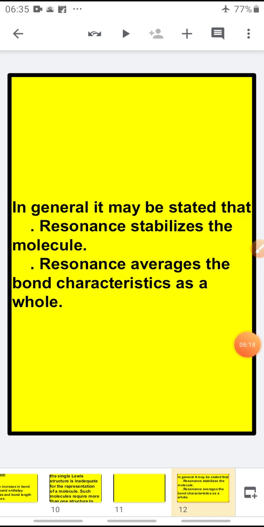Children, in general, you can say that resonance stabilizes the molecule. In resonance, the multiple bond shifts from one position to another. It provides stability to the molecule, and the resonance averages the bond characteristics as a whole. That means it equates all the bonds and averages the bond characters.